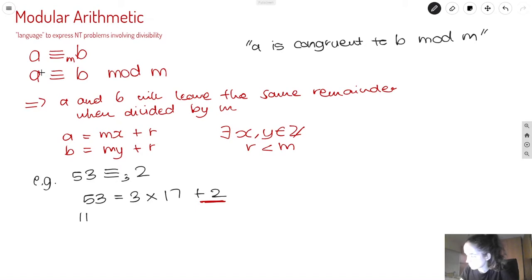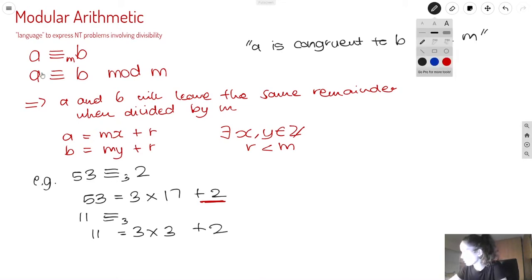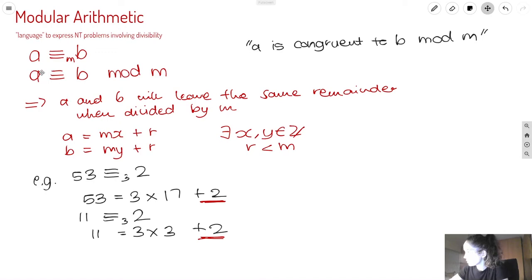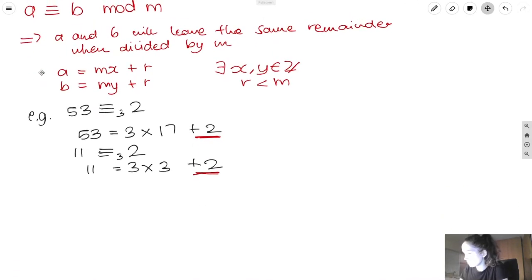We can also say 11 mod 3. 11 is equal to 3 times 3 plus 2. Once again, a remainder of 2. So this answer is also going to be 2. Since 53 and 11 both leave a remainder of 2 when divided by 3, we can also say that 53 is congruent to 11 mod 3.